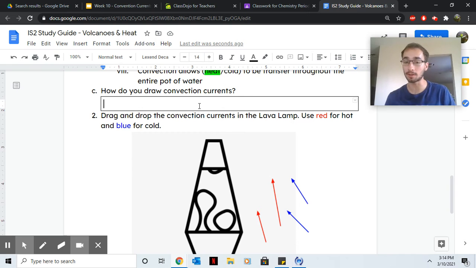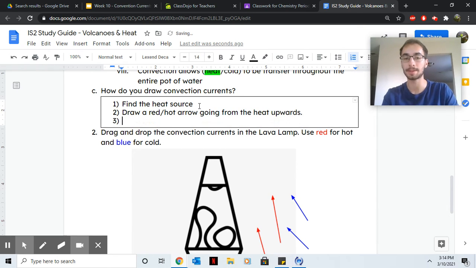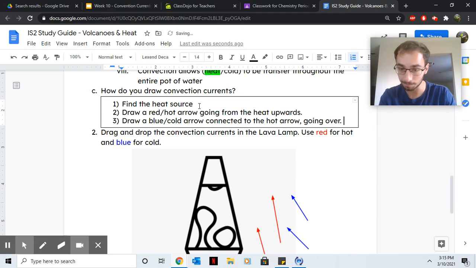Part C, how do you draw convection currents? Here are the steps. First one, find the heat source. That's where it all begins. In part 2, draw a red/hot arrow going from the heat up. Then draw a blue/cold arrow connected to the hot arrow going over, left or right.